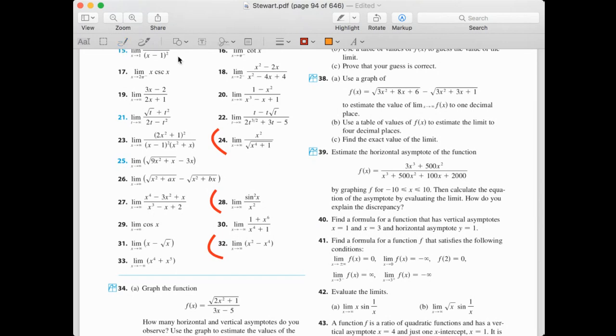Okay, so basically, let me understand you. So you're saying, taking the ignore rule, right? Just ignore this plus 1. Ignore the lower terms. So we have square root of x raised to 4. That's just x squared. Okay, so x squared over x squared is 1. Yes. Yeah, perfect. Thank you. You're welcome.